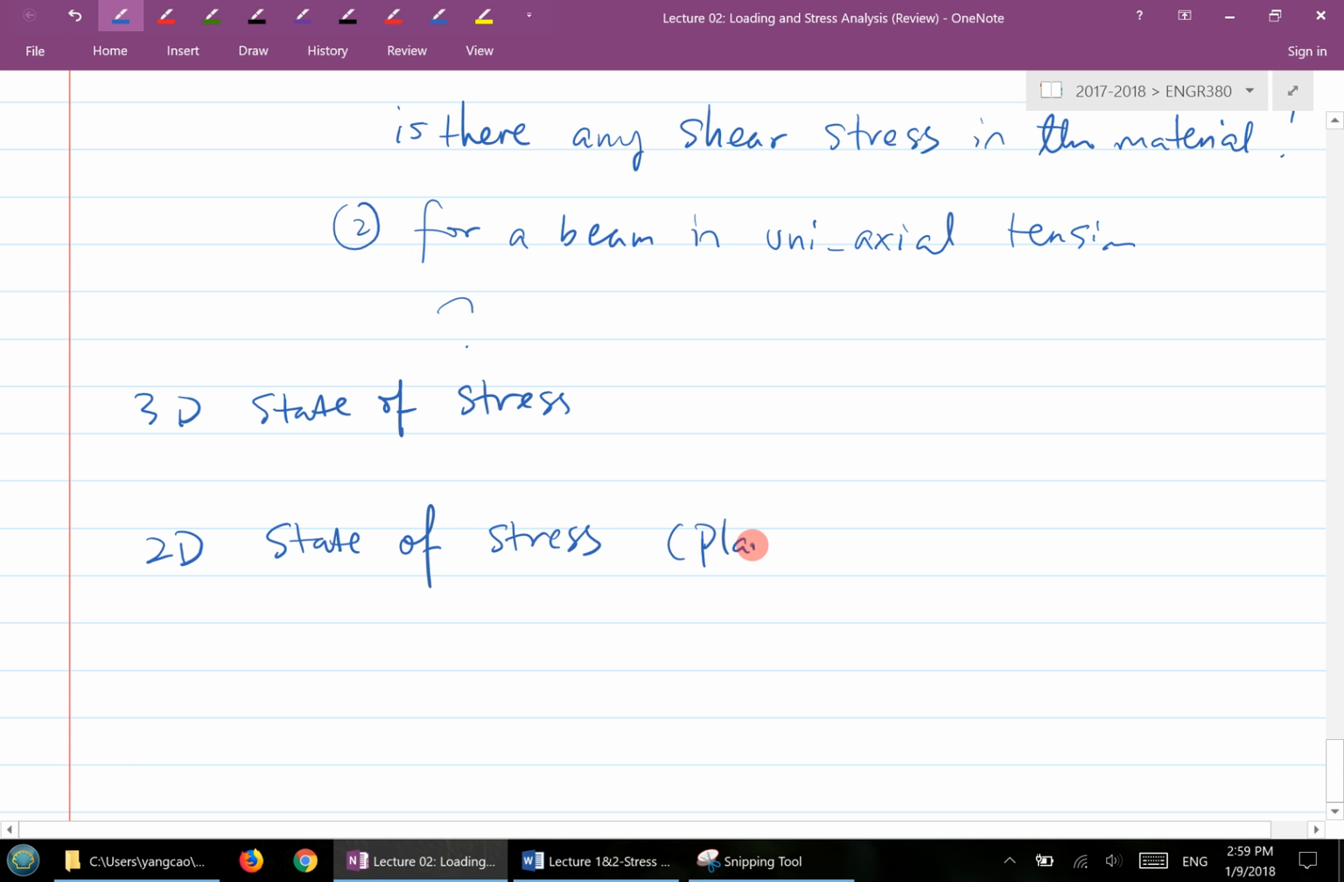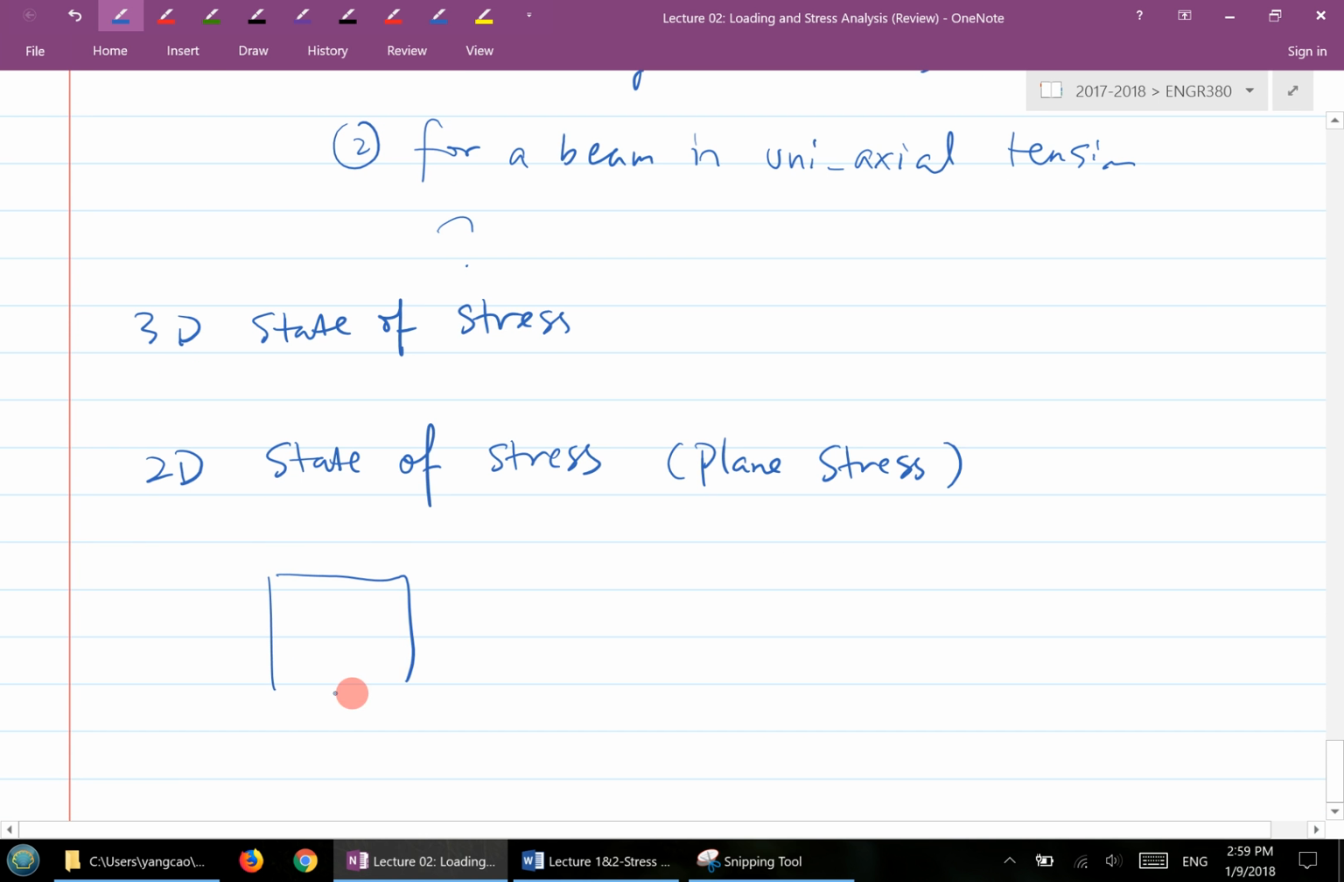Sometimes we call it plane stress. Plane stress is easy to draw. You don't really look at it in 3D, you only look at the planar description, and you draw all the possible stresses on the four sides. This is your sigma x, this is your sigma y, and here is your shear stress tau xy. That's planar. All the time, in our case, what we deal with ends up being a 2D state of stress, or plane stress.